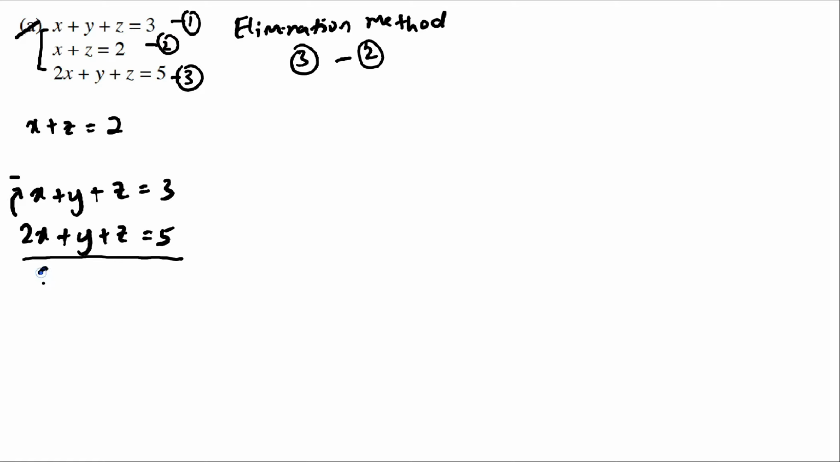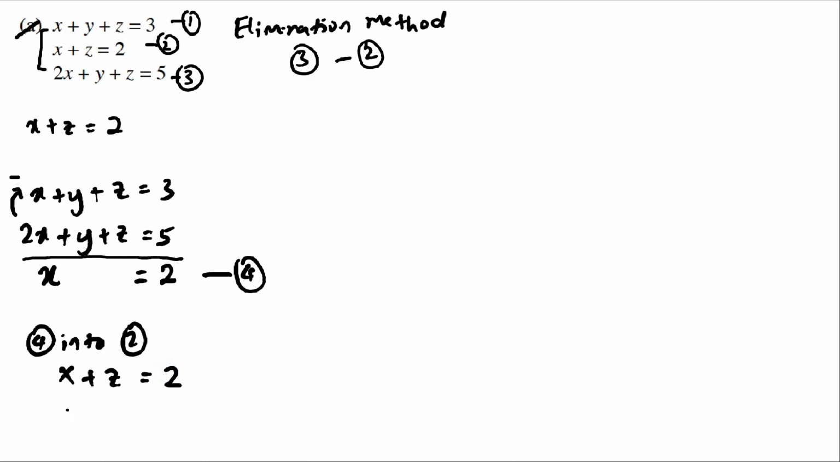2x minus x, you get x. y minus y, you get 0. And z minus z, you get 0. So 5 minus 3 is equal to 2. So you get x. x is equal to 2. When you get x, you know from 2, you can get z because you have x and z. Okay, substitute 4 into 2. x plus z is equal to 2. When x is equal to 2, 2 plus z is equal to 2. z is equal to 2, move to the other side.